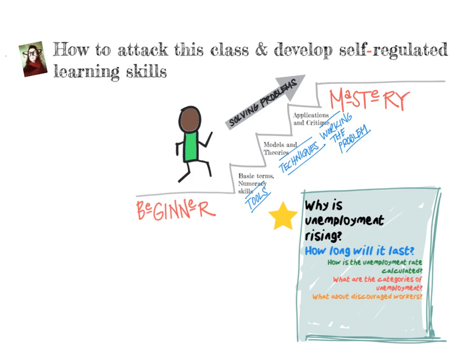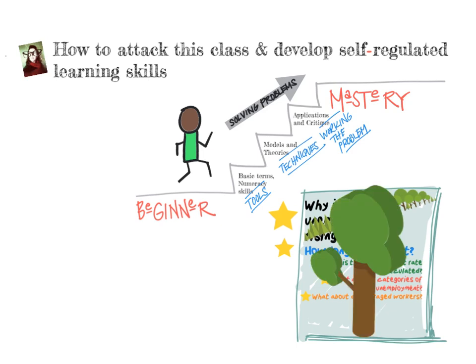And some smaller questions are, how long will it last? Some even smaller questions might be, how is the unemployment rate calculated? What are the categories of unemployment? What about discouraged workers, people that have given up looking for work? And a lot of the technical stuff is in the small questions, calculations, graphs, etc. So if you're not careful, you can lose the forest for the trees and stay locked into technical learning, but the true learning is applying the techniques to the bigger problem.